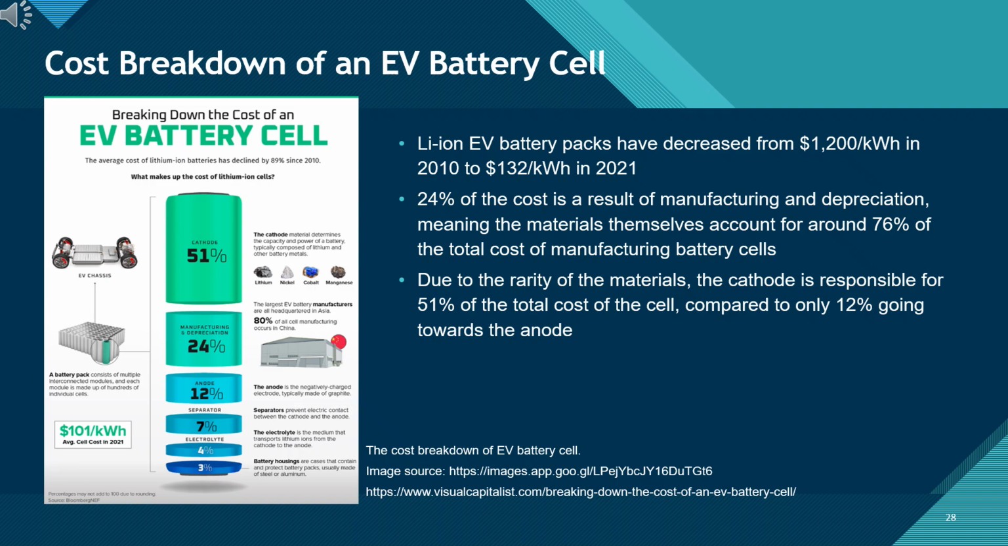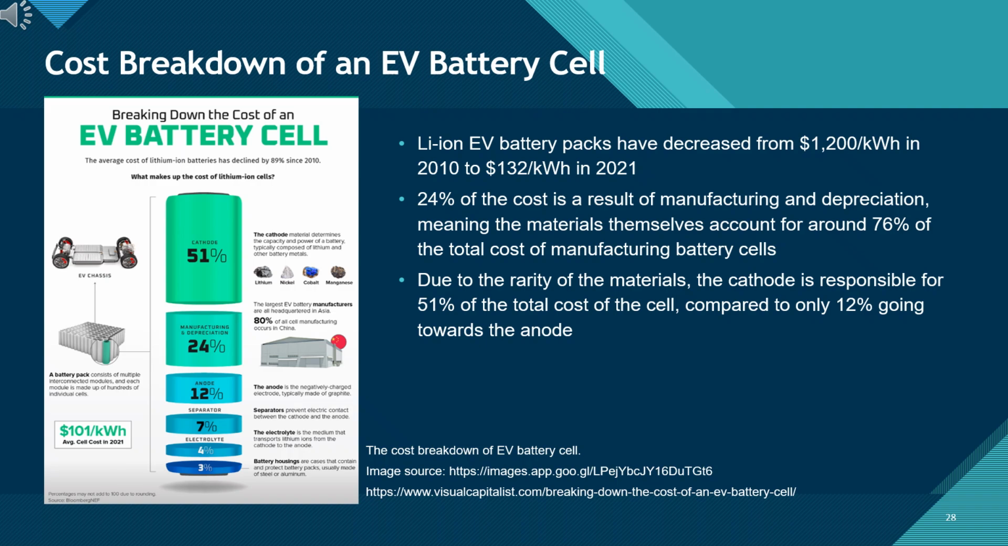Cost breakdown of an EV battery cell. To wrap up our look at the components, let's talk about the bottom line, cost. Why do we spend so much time optimizing the cathode? If you look at the diagram on the left, the answer is obvious. The cathode alone accounts for 51% of the cell's total cost. This is primarily because of the raw materials involved. Metals like lithium, nickel, cobalt, and manganese are expensive and fluctuate in price. In comparison, the anode makes up only 12%, and the separator and electrolyte are even less.